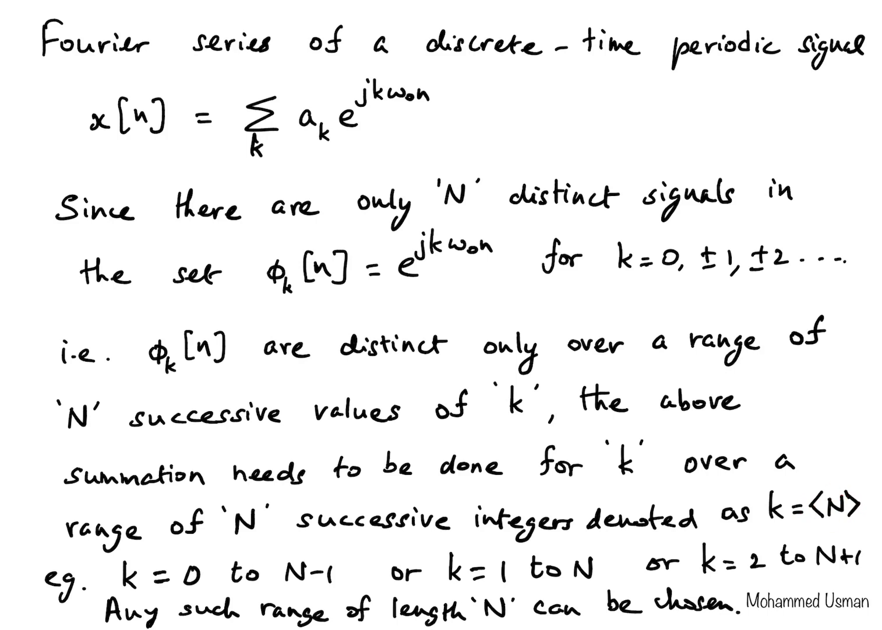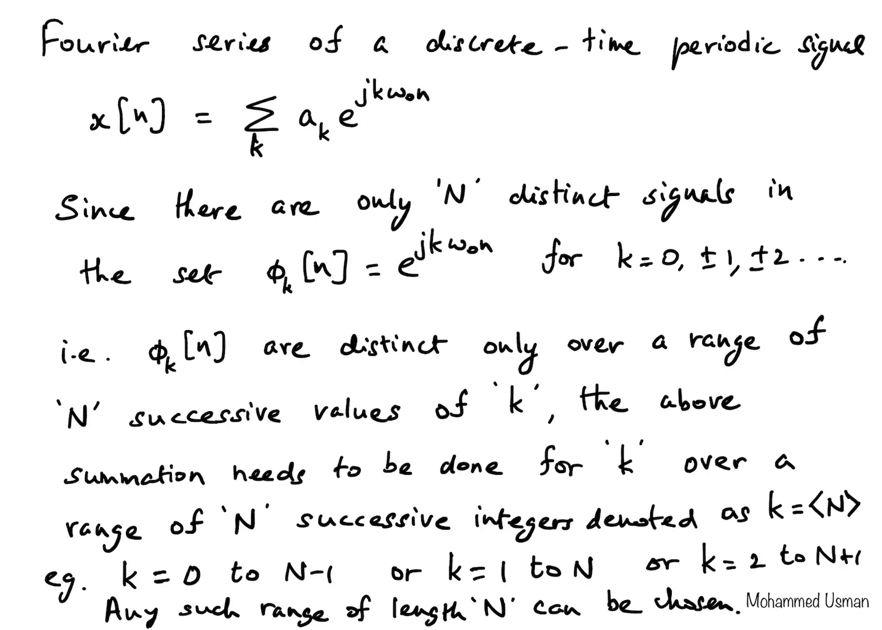To denote this, we put these triangular brackets around n, to indicate that k ranges over n successive values, where capital N is the period of the signal and is also the number of distinct complex exponentials that we have in our set. So we can choose the n successive integers to go from 0 to n minus 1. That's a range of n numbers. Or we can go from 1 to n or 2 to n plus 1. We can choose any range as long as the length of that range is n. So 0 to n minus 1 has a length n, 1 to n has a length n, and so on.